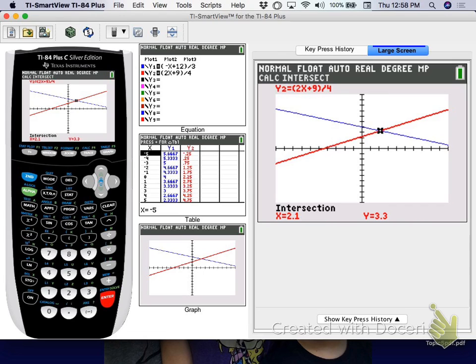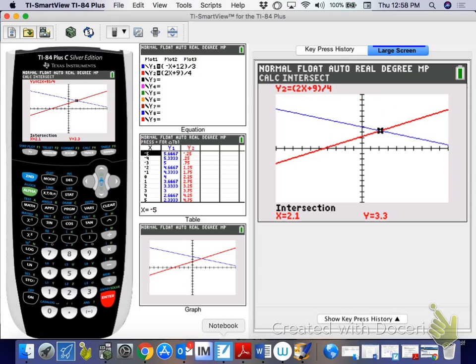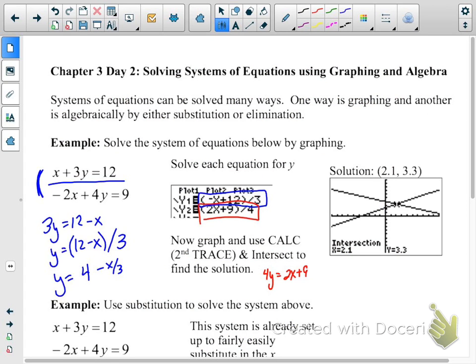Now, because there's no decimals after the 2.1 and after the 0.3, that's an exact value, because it's going to give you a whole bunch of decimals otherwise. So my answer is 2.1 and 3.3. If you do have a bunch of decimals, then of course just round them off, use your 3 sig figs. Okay. So my solution up here at the top, 2.1 and 3.3.